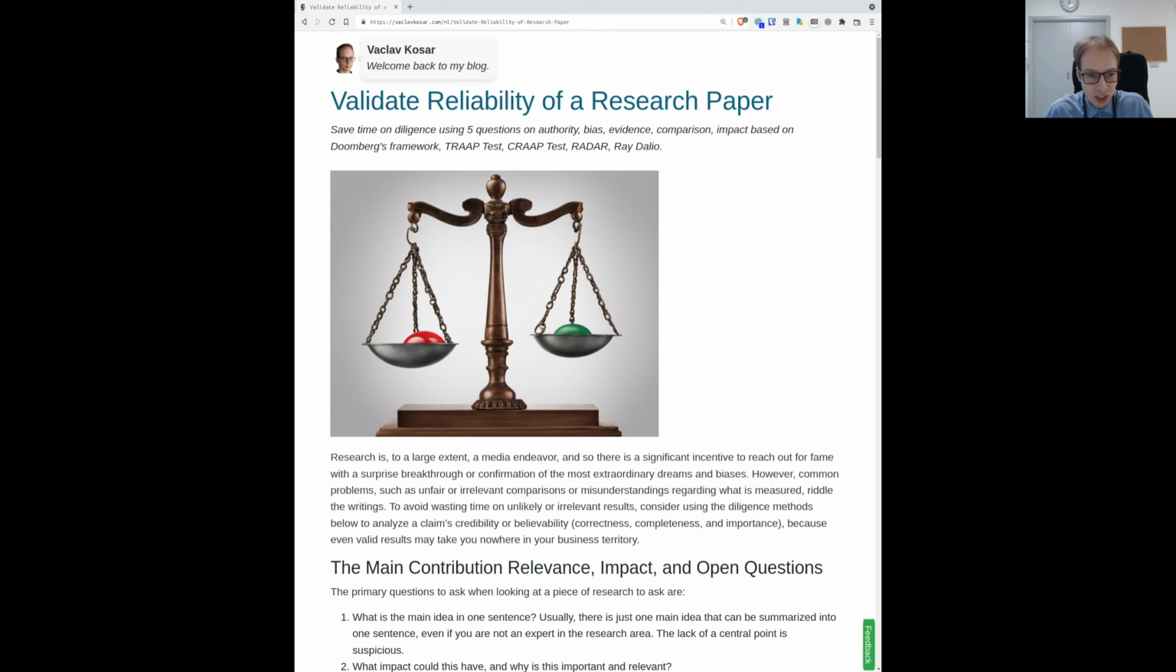Validate the reliability of a research paper and save time on due diligence using 5 questions on authority, bias, evidence, comparison, and impact, based on Doomberg's framework, the TRAAP Test, the CRAAP Test, RADAR, and Dalio's believability questions.